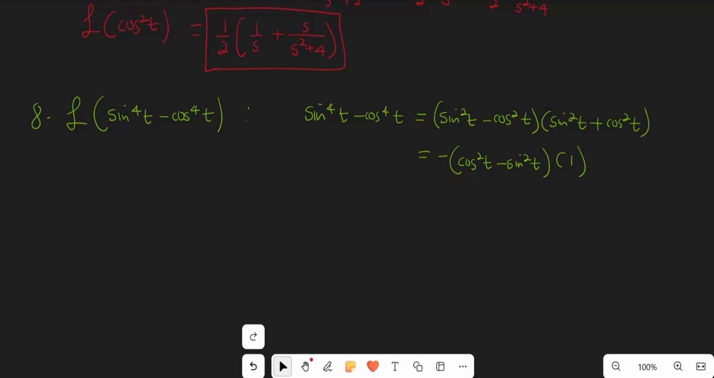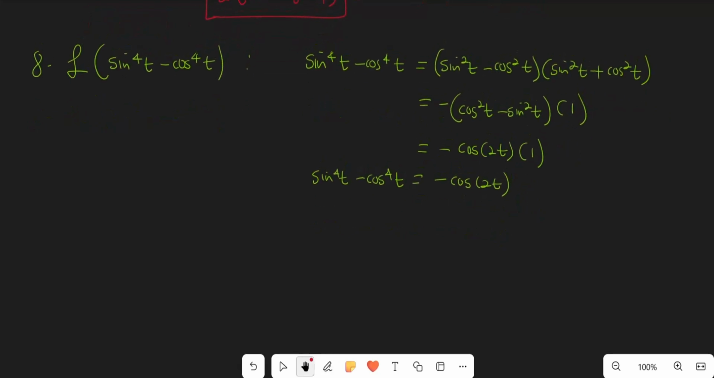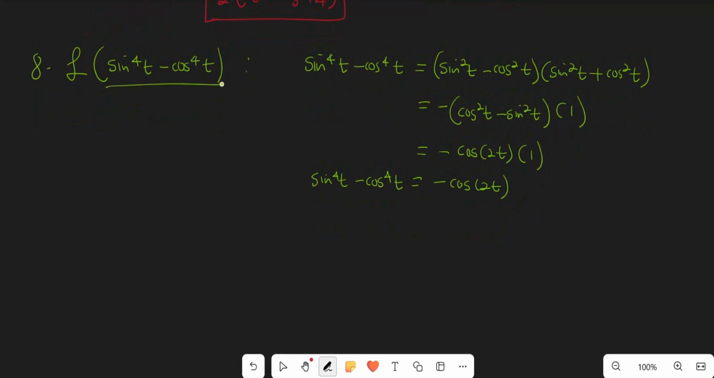And from the double angle identity, we know that cosine square of t minus sine square of t is the same as cosine of 2t. And this is multiplied by 1 with negative in front. So implying that sine to the 4th power of t minus cosine to the 4th power of t is going to be negative cosine of 2t. Cool. So it means instead of taking the Laplace transform of this one, I am going to take the Laplace transform of negative cosine of 2t, like this, right?